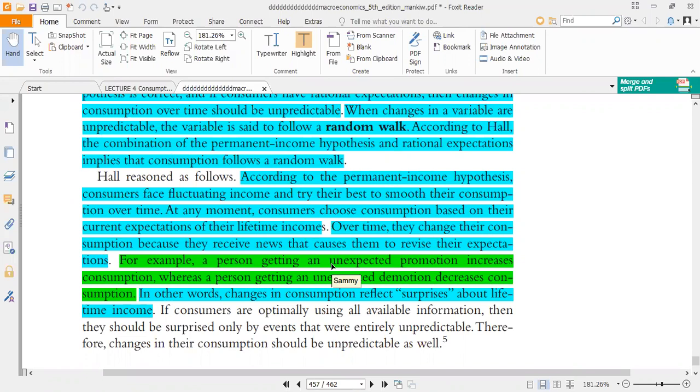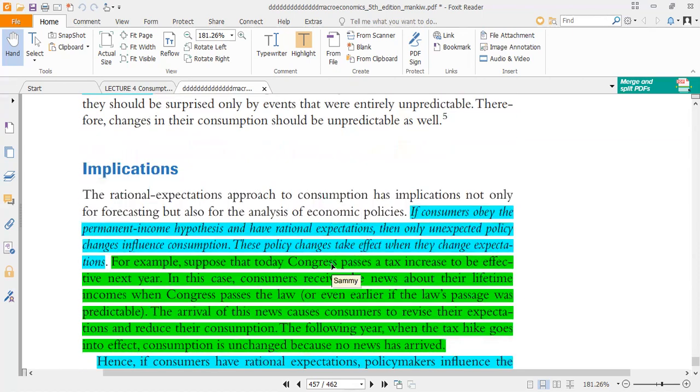Yes. So you see that the theory is very nice and it's very, very simple. If the consumers are optimally using all the available information that they have, then they should only be surprised by events that are unpredictable. I will never be surprised by something that I already know. I can only be surprised by things that are unpredictable. So if my lifetime income can only change if there are unpredictable circumstances, then the changes in my consumption too should be totally unpredictable. So that is the random walk hypothesis.